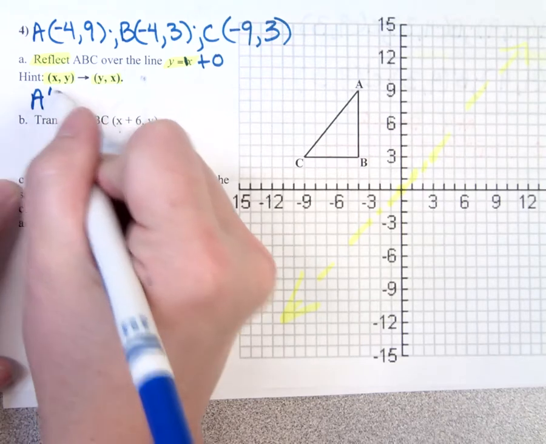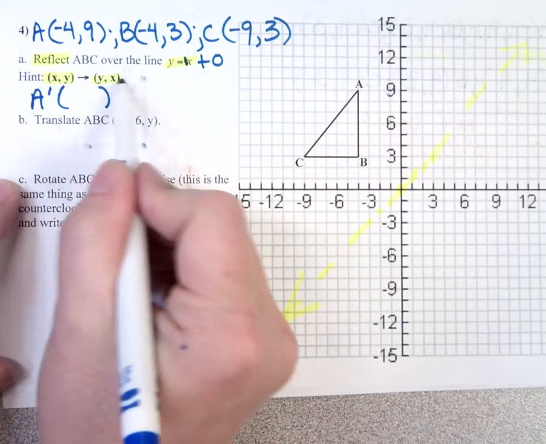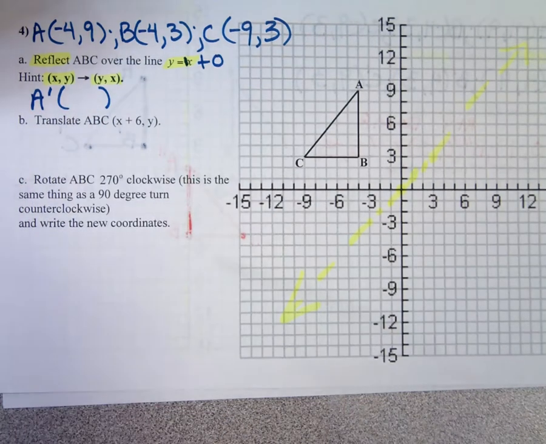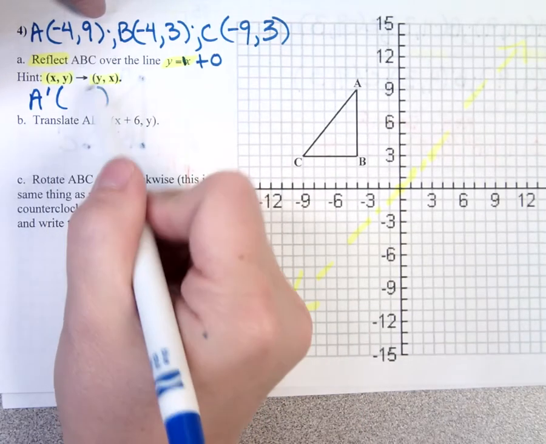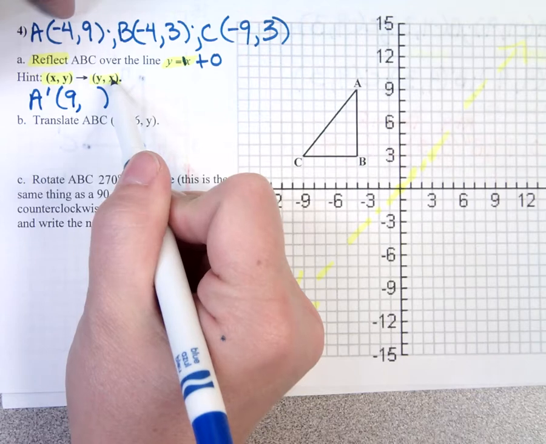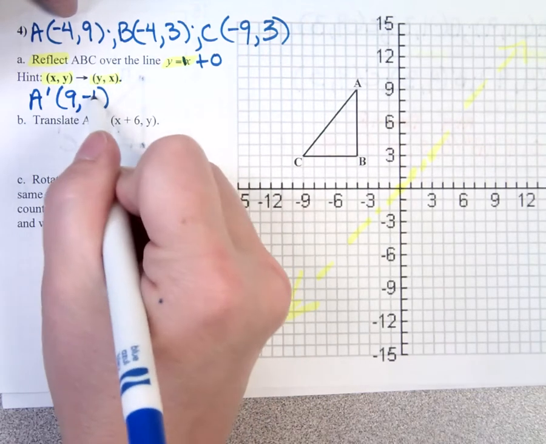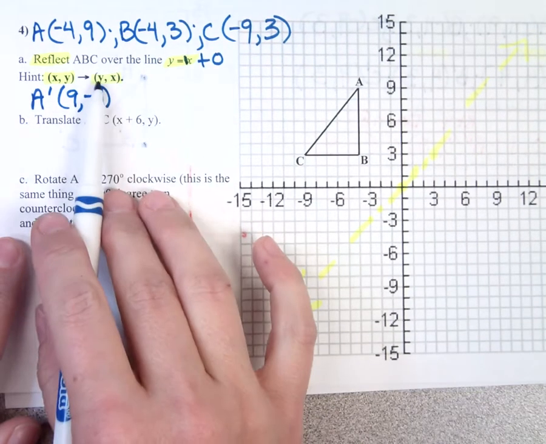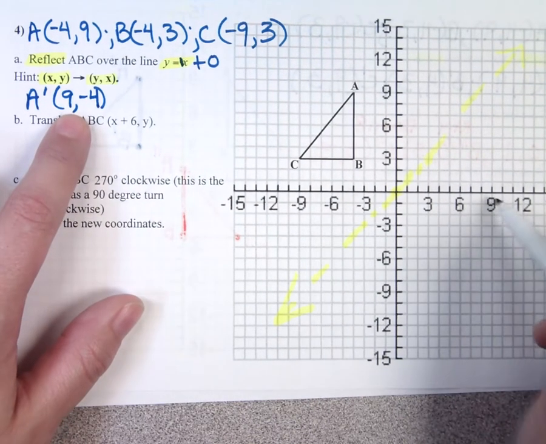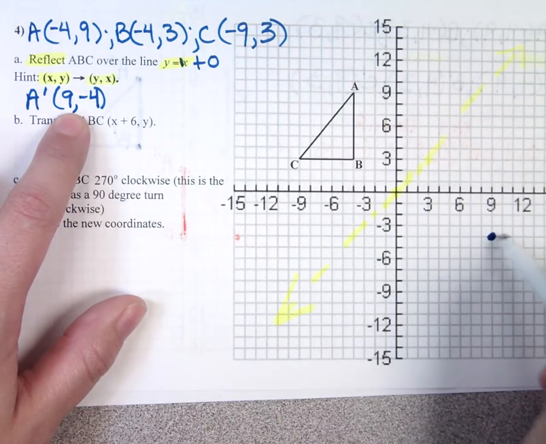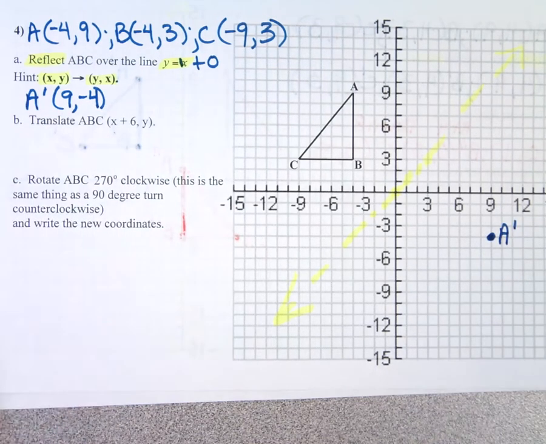So, do you know what your new A is if you follow this rule? 9, -4. It tells you to write your y first and the y is 9, and write your x second and the x was -4. So it was just telling you write the y first and the x second. Okay, so then I'm going to plot that. I'm going to go right 9 and down 4, and there's my new A called A prime.